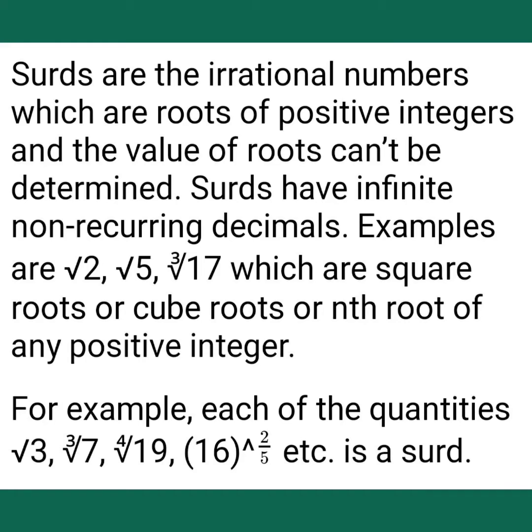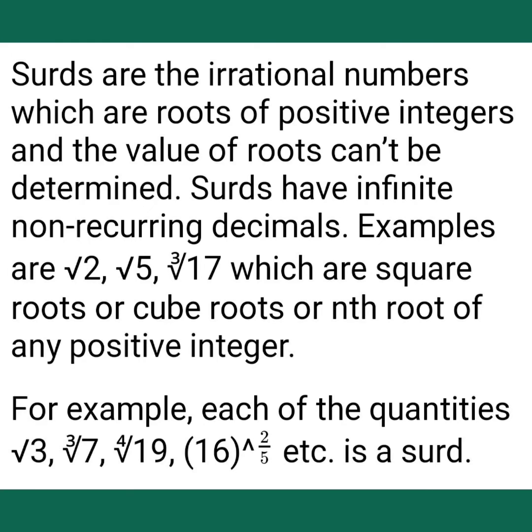To understand this, let us consider the examples, namely root 2, root 5, cube root of 17, which are square roots, cube roots, or the nth root of any positive integer. So in this case, it is satisfying the condition: they are the irrational numbers which are the roots of positive integers. They are called surds.